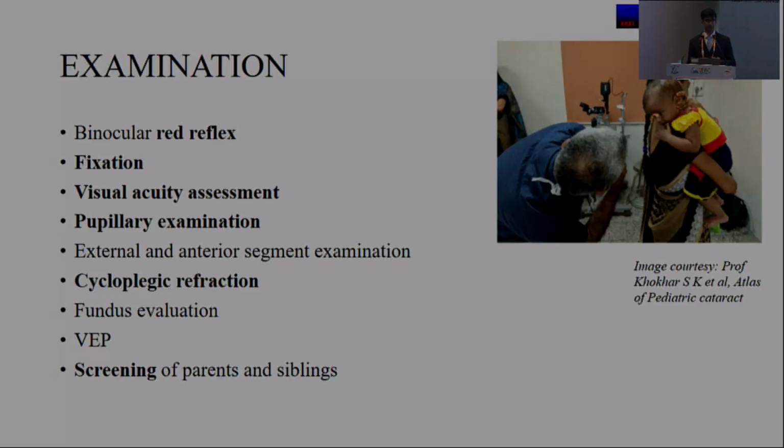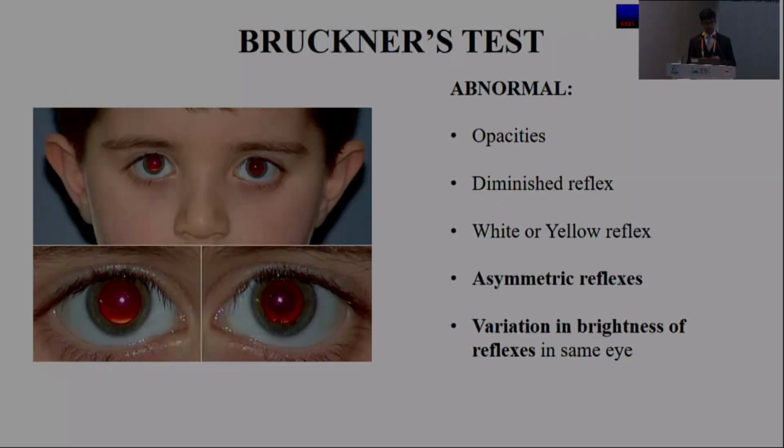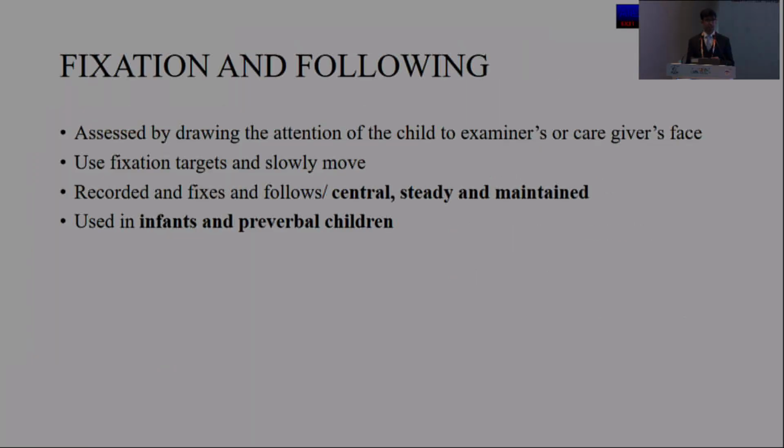Visual acuity assessment has already been discussed in detail. Pupillary examination, very important, though a very simple and old test, works well because it tells you about the optic nerve health status. A Bruckner's test or a red reflex would give you an idea about the opacity. As you can see here, fixation is very important.